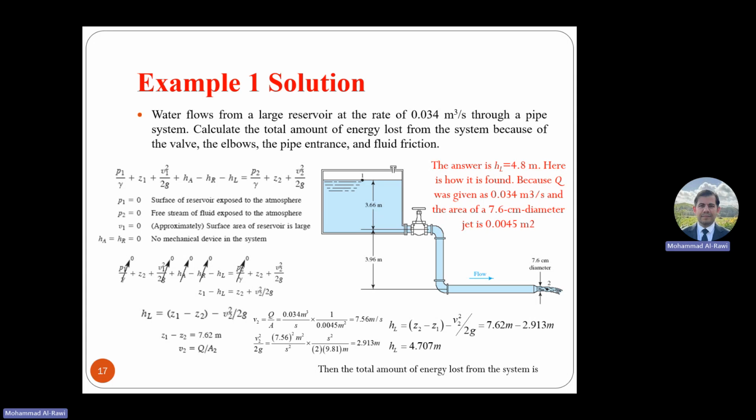Some of them assume it differently. Here is how it's found: Q was given and the area of the 7.6 diameter was given to us, so we can find the velocity. Very simple. You write the general energy equation, and based on it, you can determine each one of them.